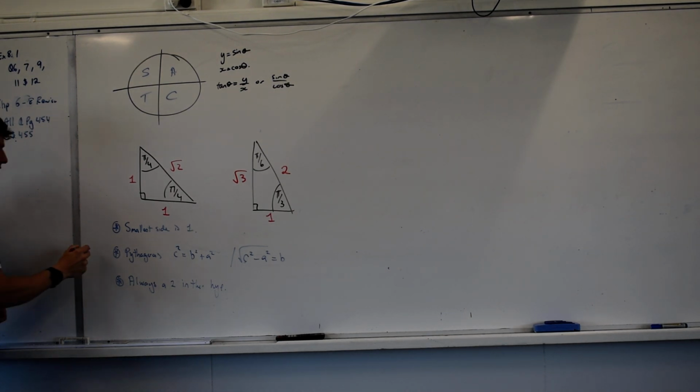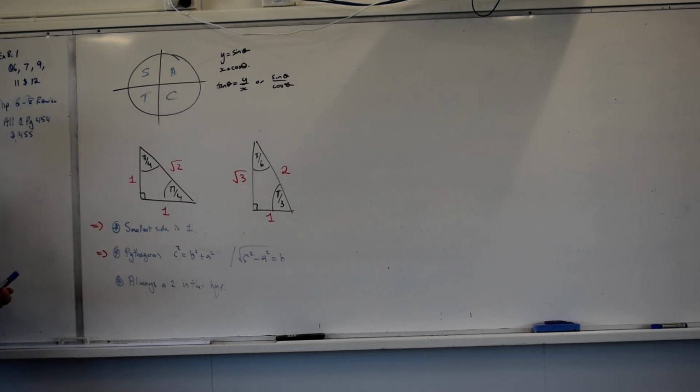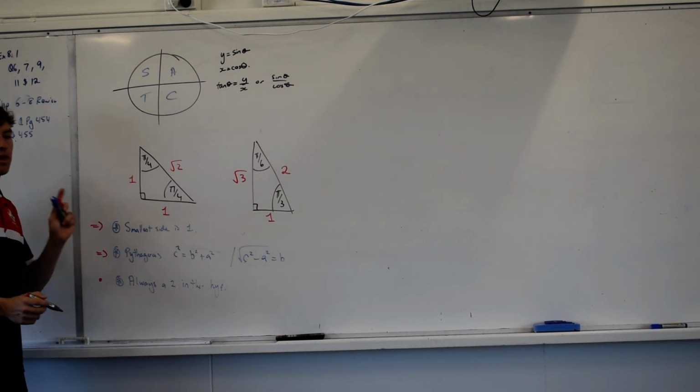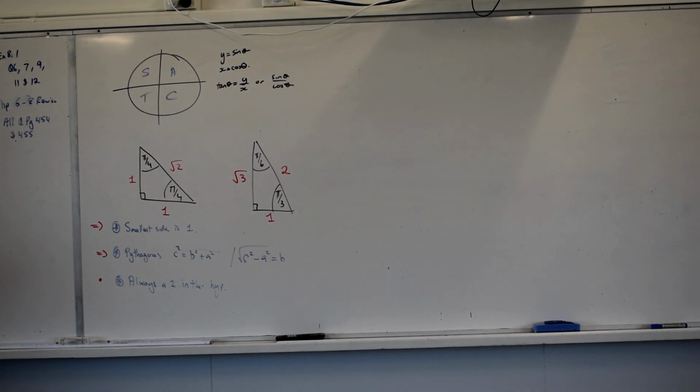So that's how we remember our triangles. We already know Pythagoras, correct? That makes sense. We get why we make the smaller side 1. The only thing we've really got to remember is this. So we've got to remember one thing: there's always a 2 in the hypotenuse. And use a bit of logic.